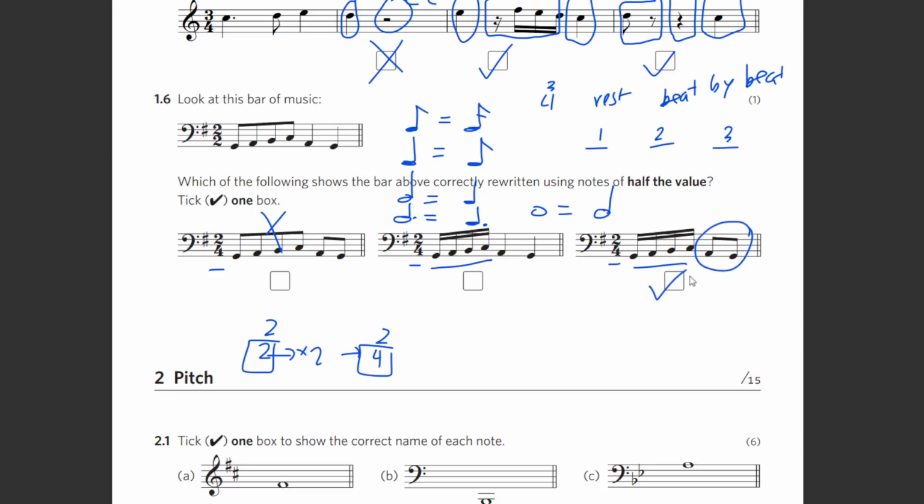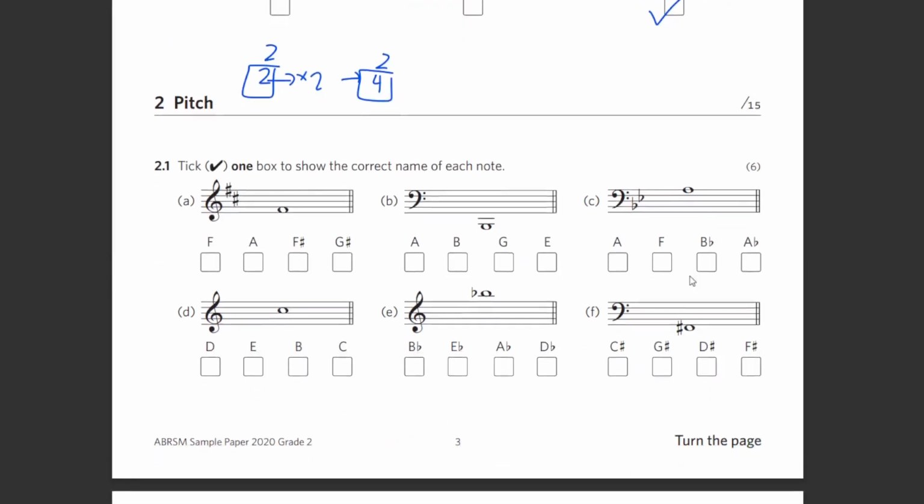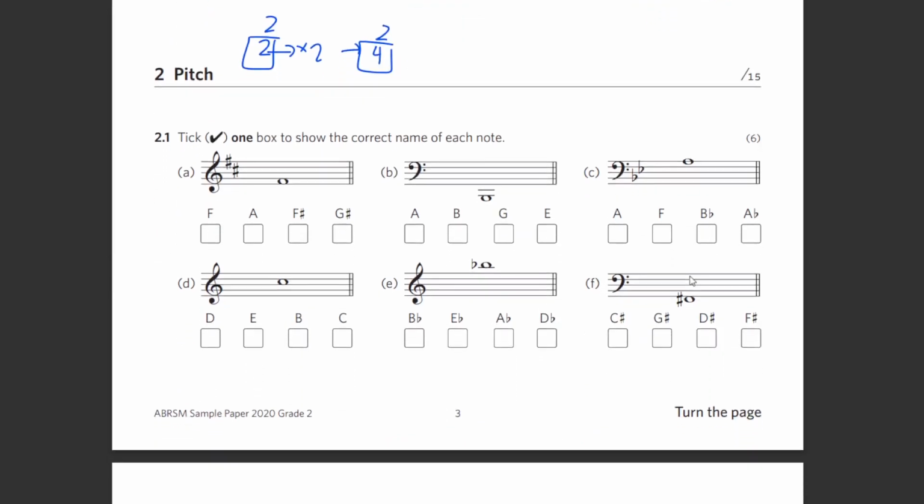Now that we have done with 1.6, let's move on to pitch. So in pitch, you are asked what note it is. Okay, so for this type of question, always remember to check the key signature. So this is F for treble clef, but because of the key signature here, this is an F sharp.